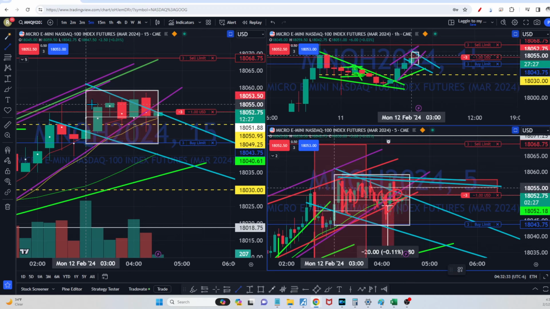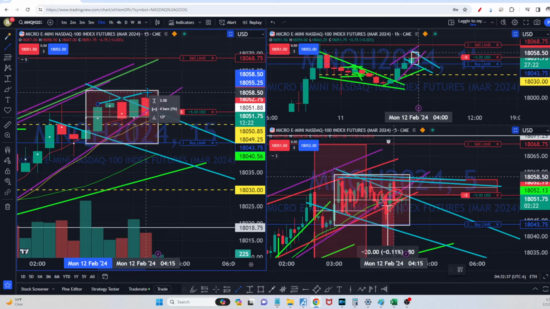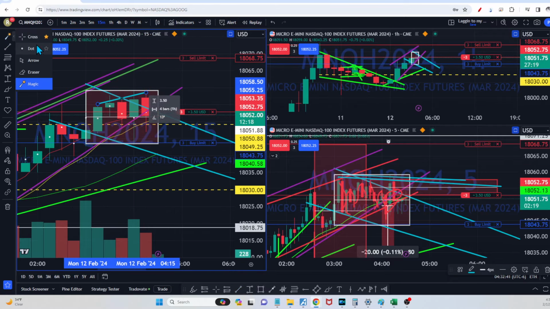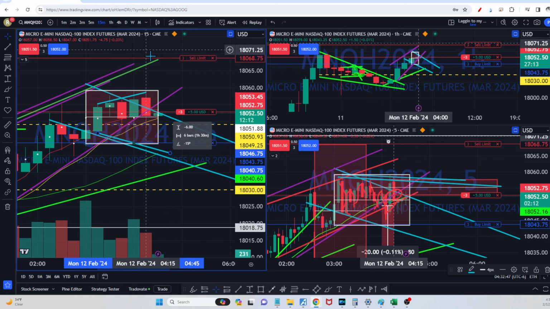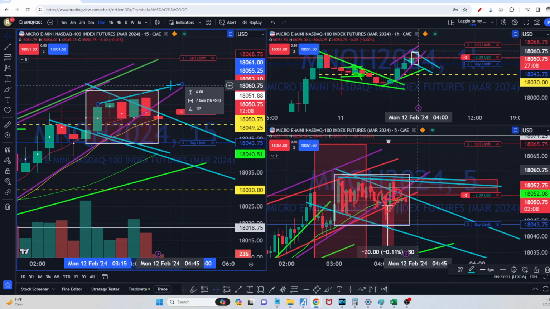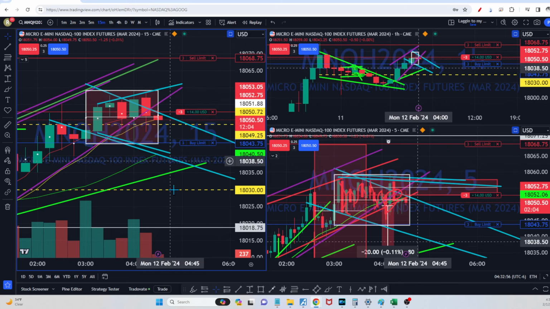This here kind of looks like a broadening wedge. From here to here. Turning off this damn magic wand. And from here to here. It's kind of like a broadening wedge there. Maybe we see the top of this. Maybe we just drop and do it now.